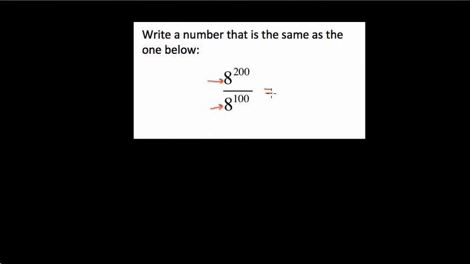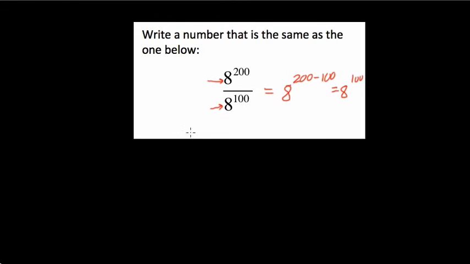And the idea is, if we are dividing these two and they have the same base, we can just subtract the exponents. And this will end up being 8 to the 200 minus 100, or 100 power. And this makes a lot of sense.